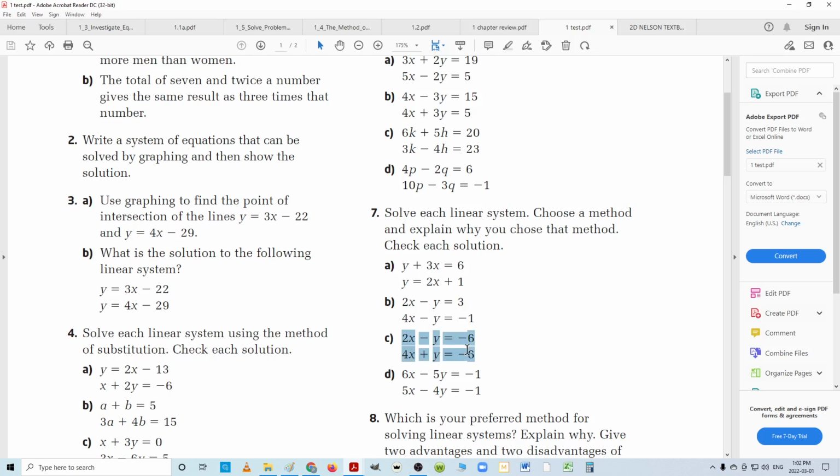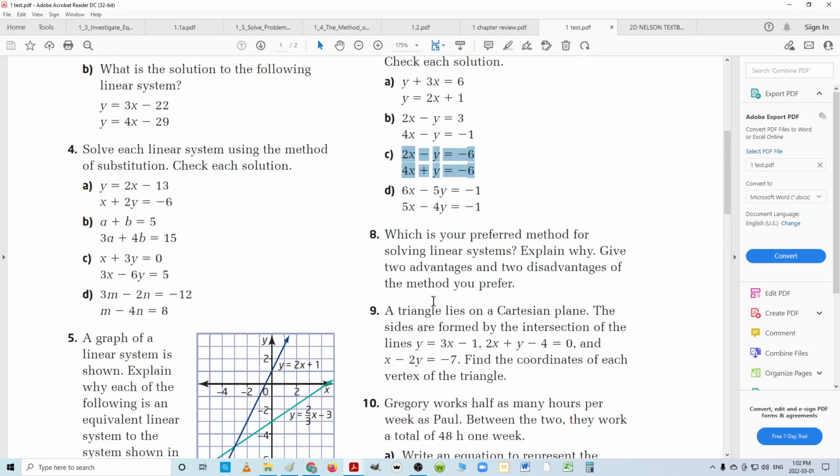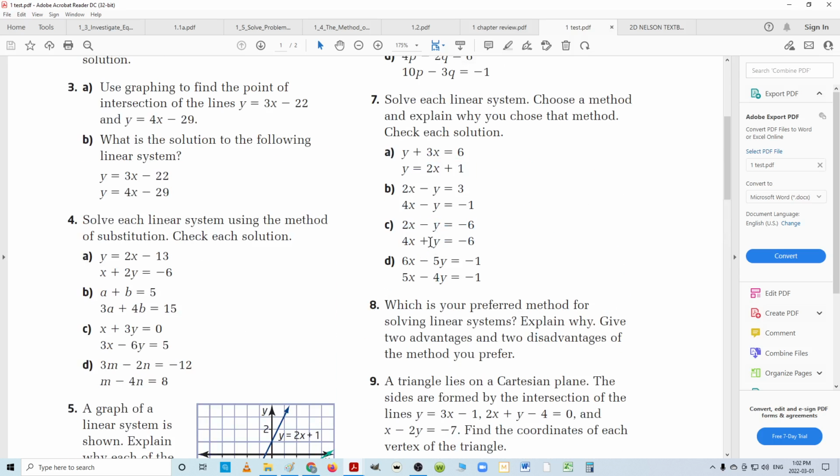Here I noticed that the y's match. There's a 1 in front of this y and a 1 in front of this y, but they have opposite signs. So I'm going to add both lines. 2x plus 4x, 6x. These will disappear when I add them. And minus 6 plus minus 6 is minus 12. So 6x is equal to minus 12. X is equal to minus 2. Then sub in for y. Here's a little tricky. There's not really an easy thing to do here. I would multiply the top by 5 and the bottom line by 6, and then subtract the x values.